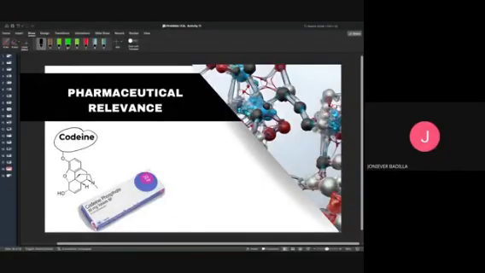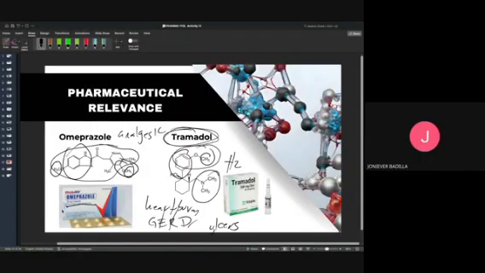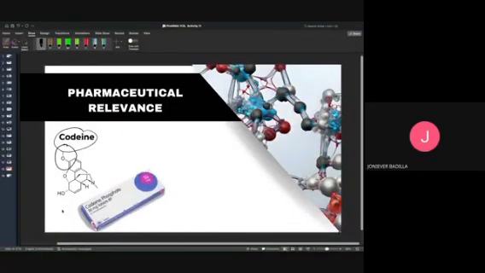Excuse me. Your codeine. So we have your ether functional group. This is the same as with your tramadol. This is also an opioid analgesic, mainly used to treat your moderate to severe pain. Now, apart from that, your codeine is conventionally used as a cough suppressant, or what we call your antitussives.